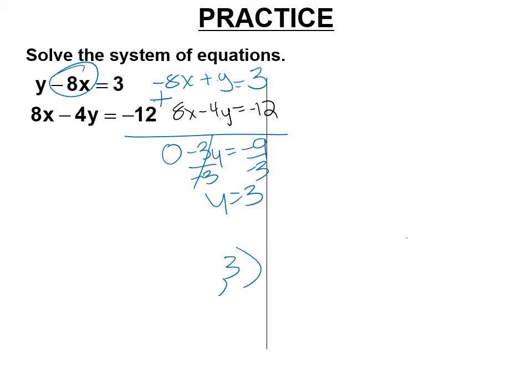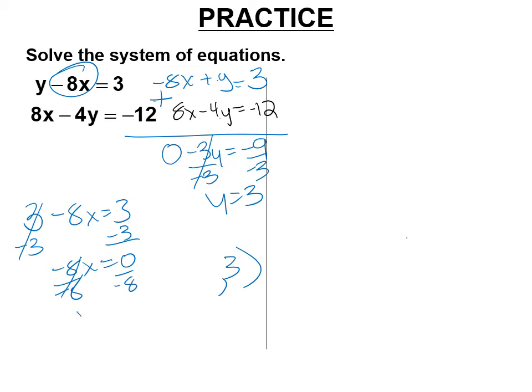Now we can put that in either place. Ooh, this will be interesting. I'm going to put it in the top. 3 minus 8x equals 3. Subtract 3 from both sides. Negative 8x equals 0. Divide both sides by negative 8. What's 0 over negative 8? 0. These cross at the y-intercept.